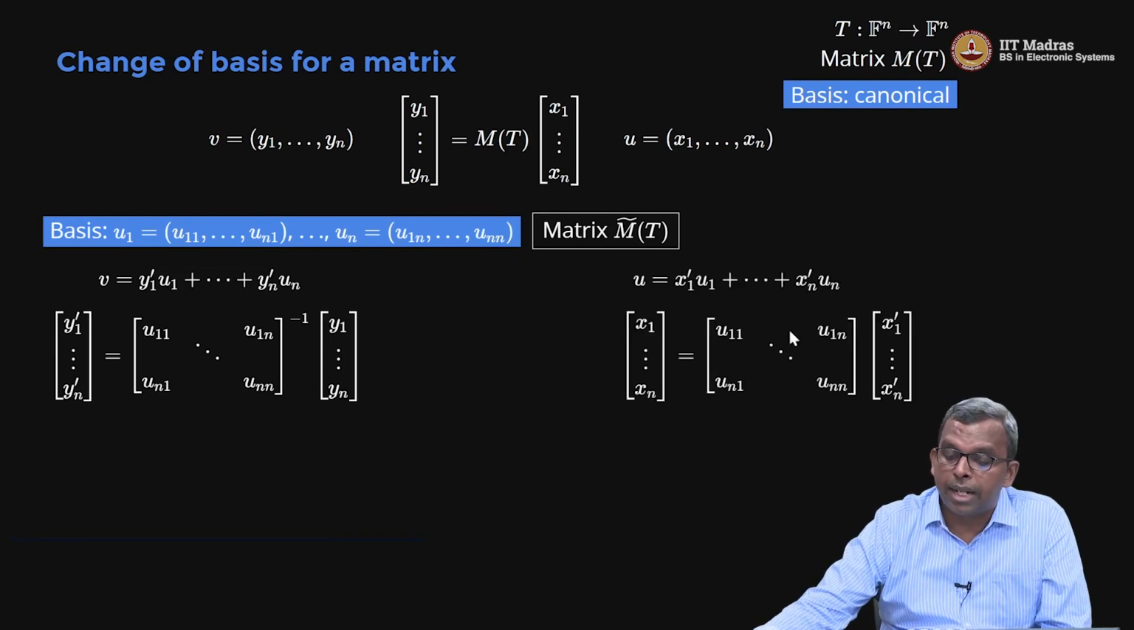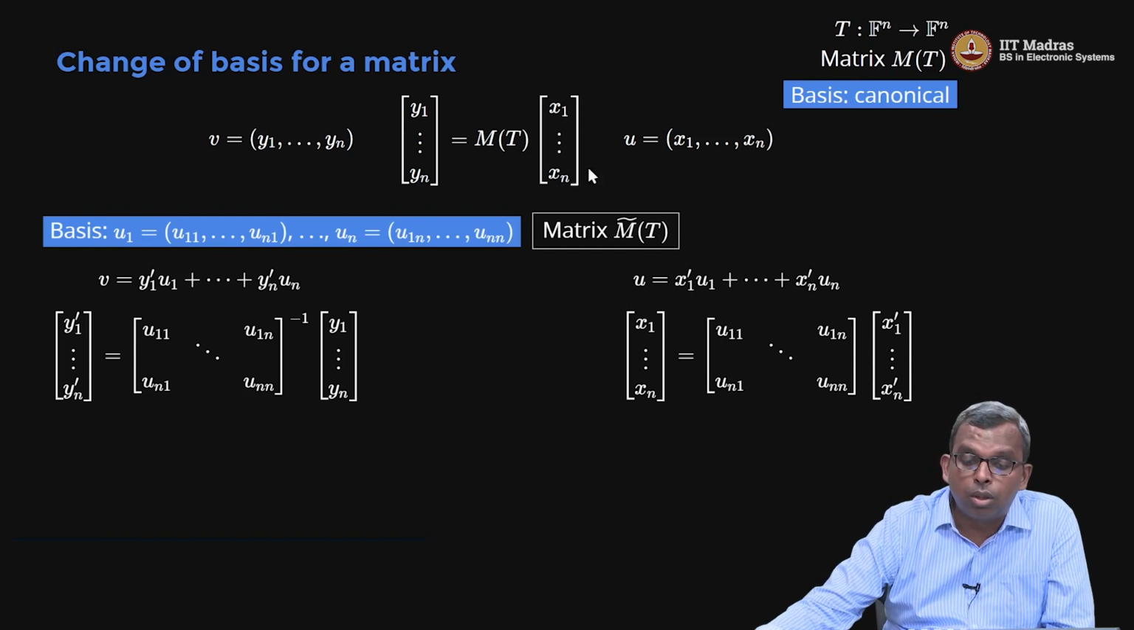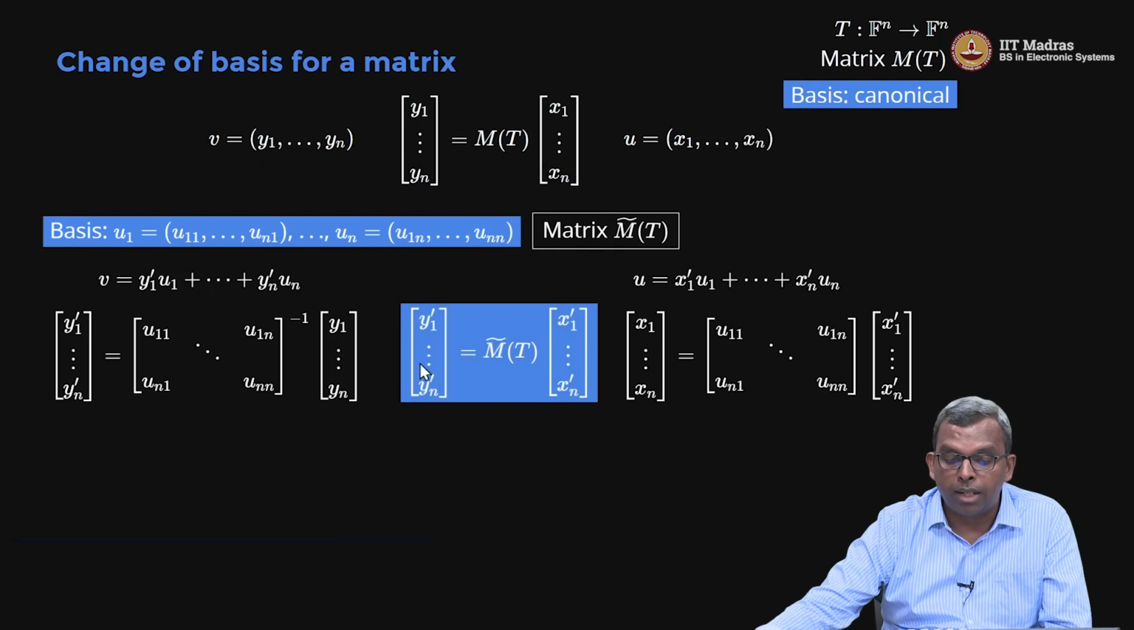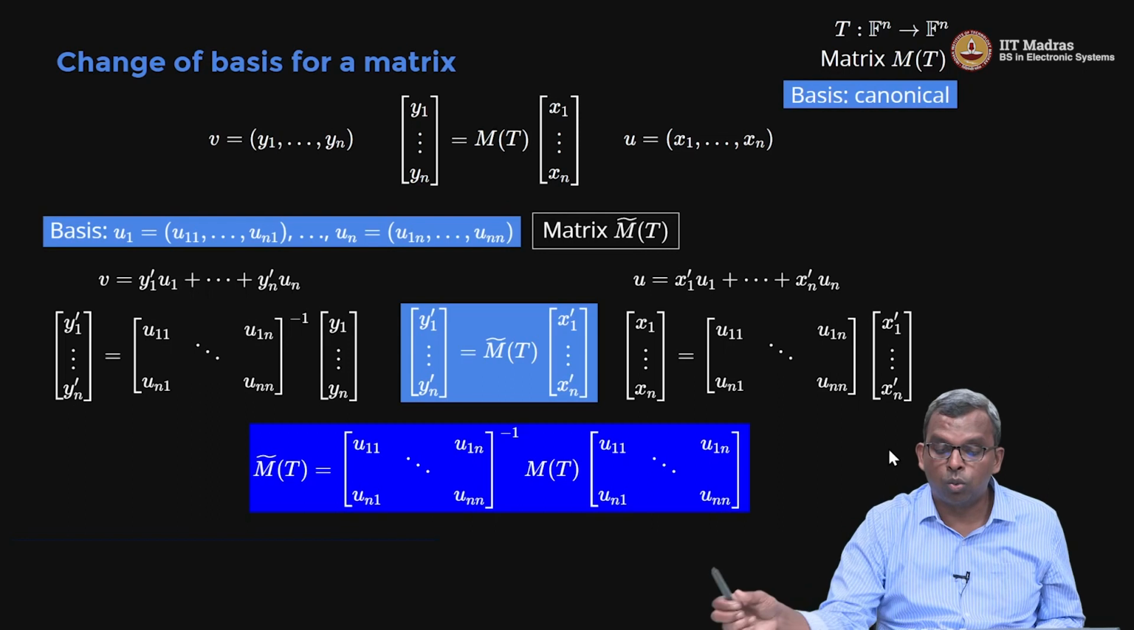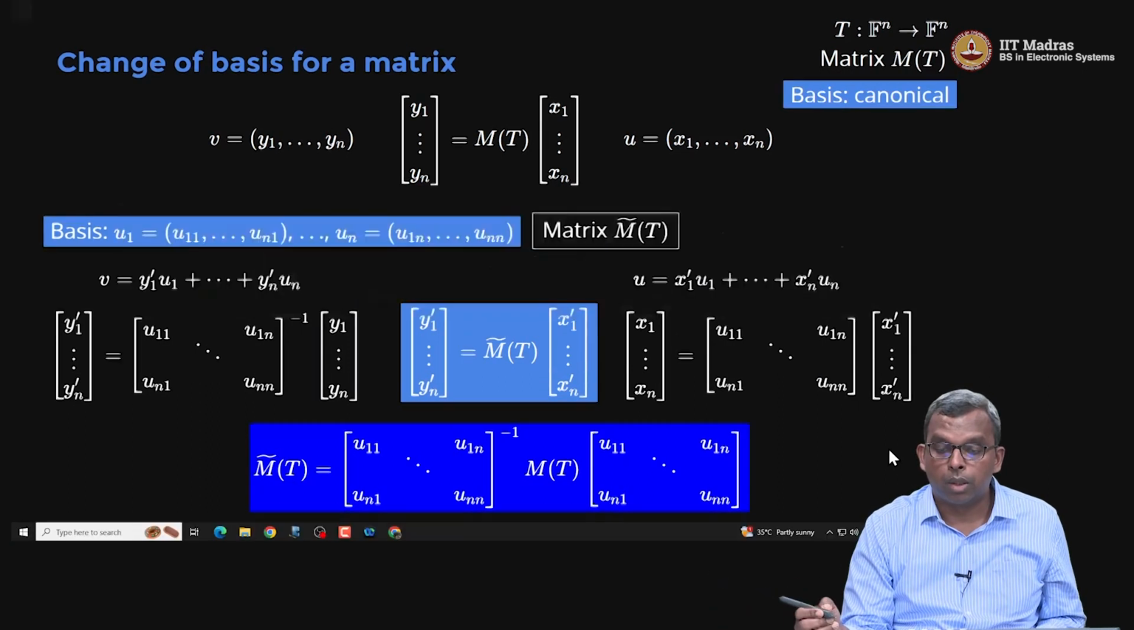Likewise, also on the input side, supposing u now has coordinates x1 prime to xn prime in the new basis, I know what the connection between x1 to xn and x1 prime to xn prime is. So, these conditions are known. You simply substitute here and do some algebra, and you are going to get this: y1 prime to yn prime has to be m tilde of t times x1 prime to xn prime. Now, you use these relations, substitute them here and do an equality, and you will get this magic formula, this m tilde of t is the same as this. So, let me show you how this is done. Okay, this is quite easy.